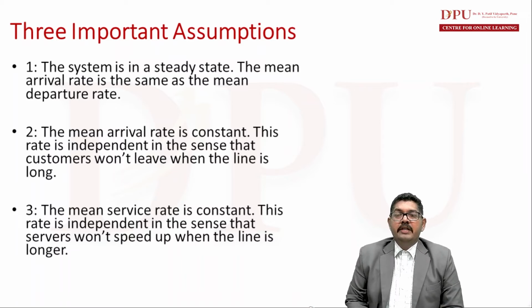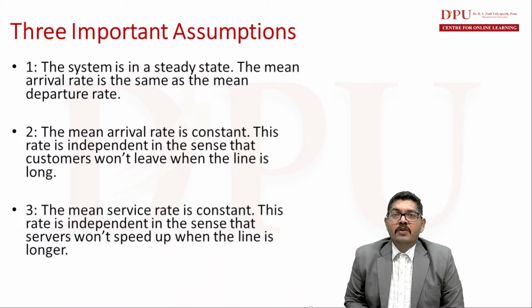Third, the mean service rate is constant. So we are also assuming that the mean service rate is constant. If this is so, then the servers won't speed up their work if there are more customers and the queue is longer.